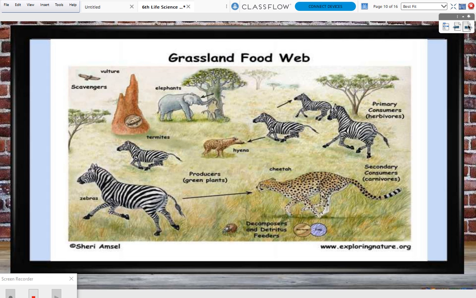Here's a grassland food web, which depicts the grassland ecosystem. And it also does the same thing as far as the arrows. There aren't as many arrows on this particular one, but you can see the direction the energy would be flowing.